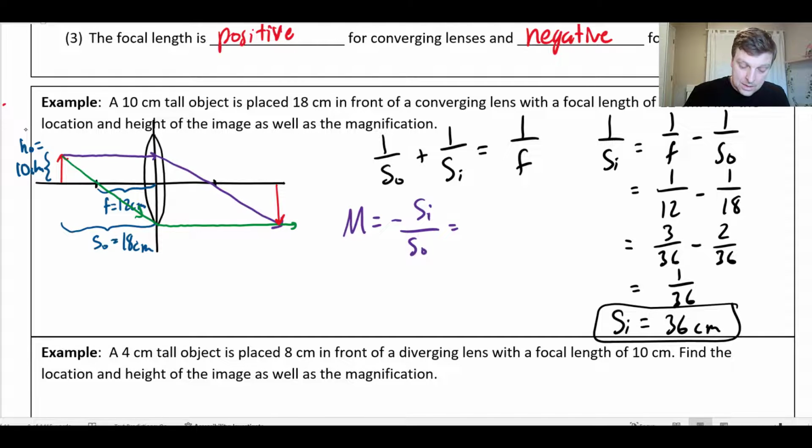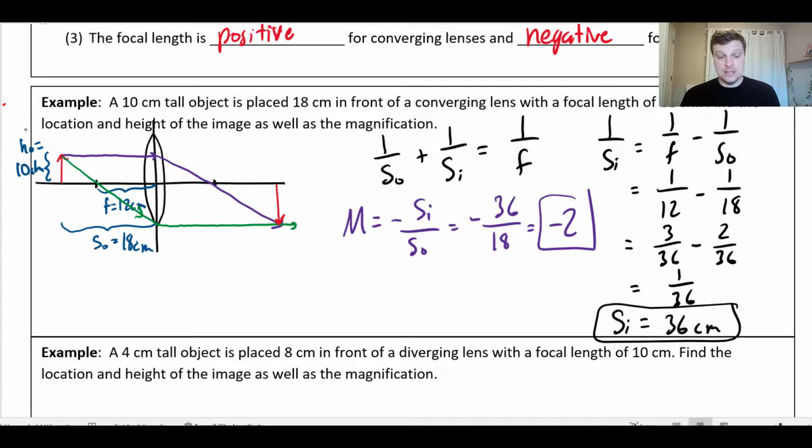And so that is negative 36 over 18, so that gives me negative 2. And again, that's not a big surprise because negative means it's inverted. And then 2, it's twice as large, twice the height, which I can kind of see in my picture.